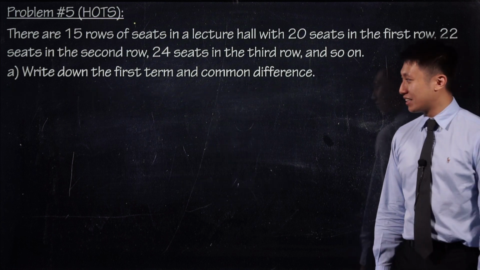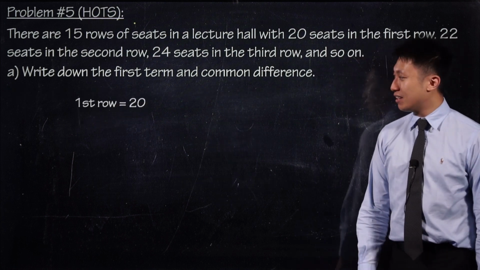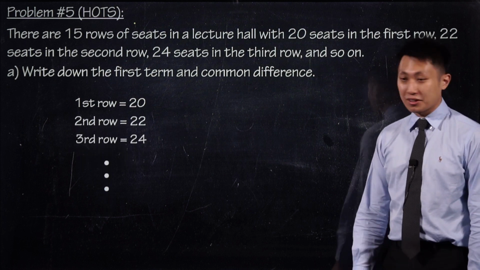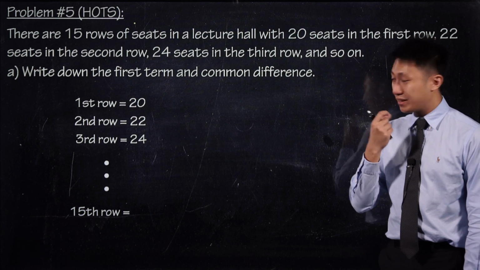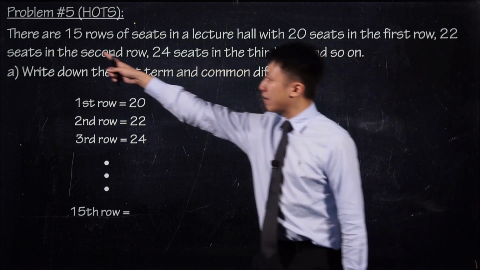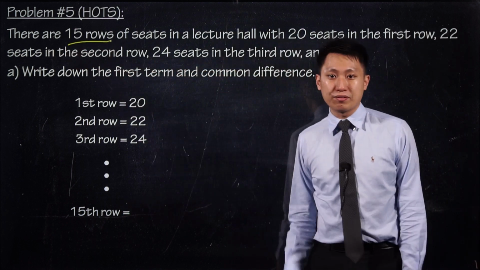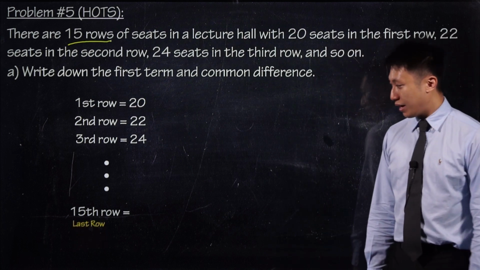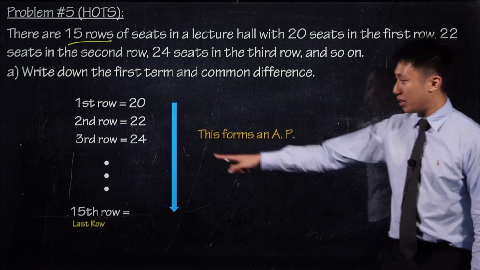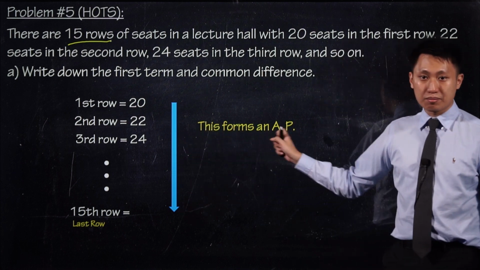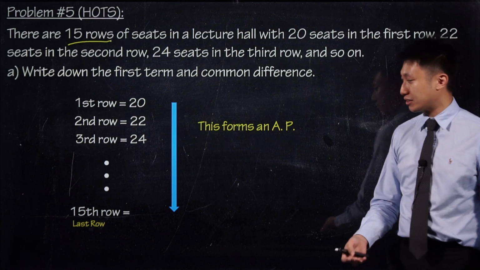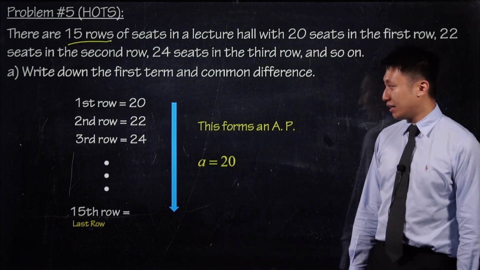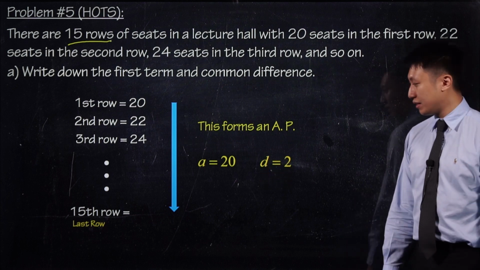All right, let's solve this. First row is 20, second row is 22, third row is 24, and so on. Now, the last row, because it only has 15 rows, you stop at 15. So it's a finite AP, and this is the last row. You'll form an arithmetic progression with a equal to 20, and what's the d? d is 2.